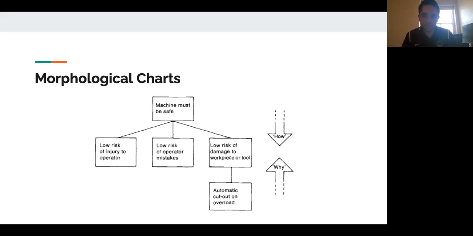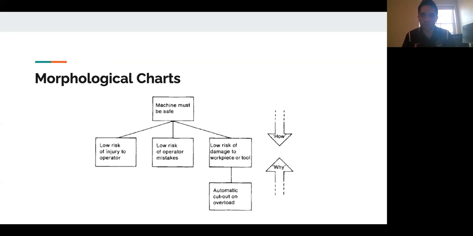Like the functional structure we had, for the simple, reliable testing device, we have a machine that must be safe. How do we get there? How do we say it's safe? Well, we say it's safe if there's a low risk of injury to an operator, if there's a low risk of the operator making mistakes, and if there's a low risk of damage to the workpiece or tool.